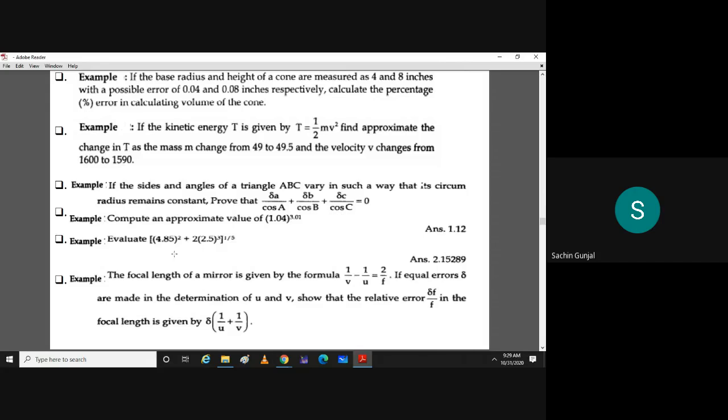Fine. What is dx? Minus 0.15. And what is dy? If you are taking y as 2, then 0.5. If you are taking y as 3, then minus 0.5. And then you apply that theory of approximation.